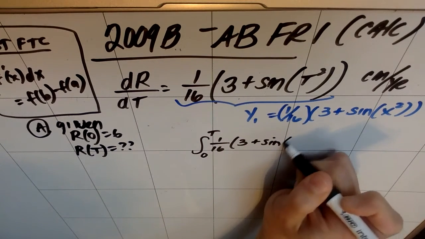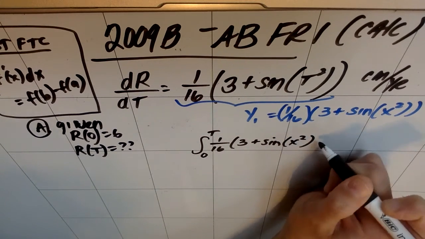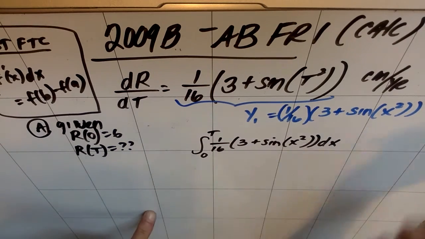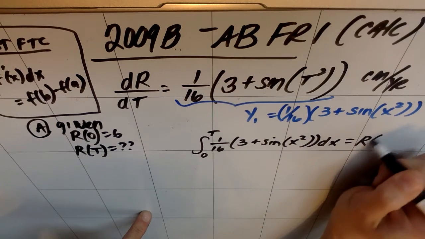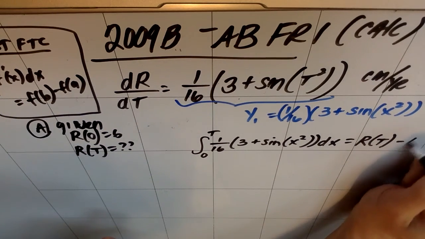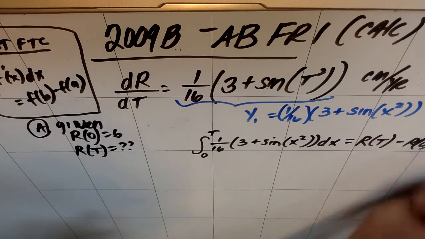remember that if you're integrating with a variable as a bound, you have to pick some other letter. So I'm just going to pick x since I was using it anyway. You have to pick some other letter for in here. This thing is going to equal big R of t, right? Just like when you integrate f prime, you get f, minus big R of 0, which is totally a quantity that I know.